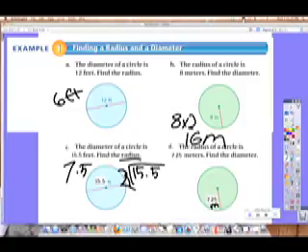Alright, column sum last one, letter D. Since you have to find the diameter, it's 7.25, so what you would do is times it by 2, and then you would get 14.5. How many got that one?